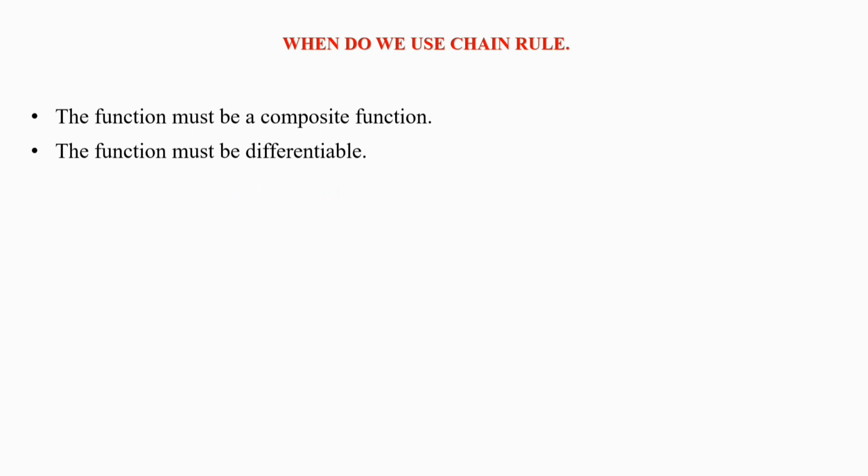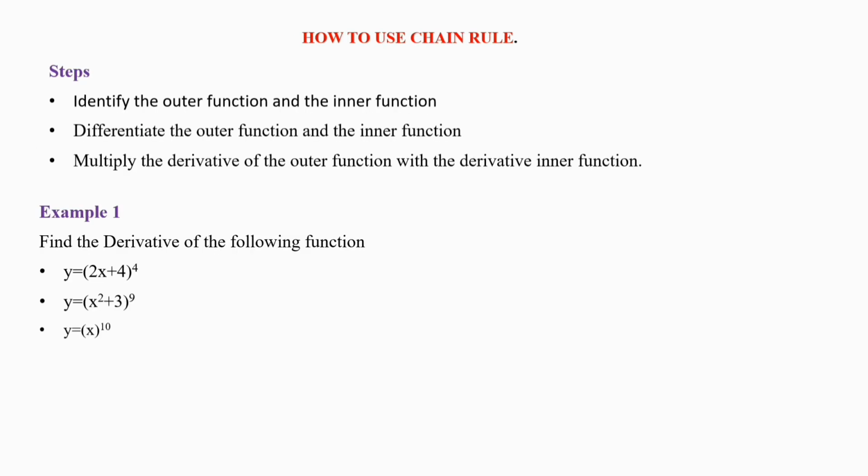Now, the question is, how do we use the chain rule of differential calculus? Since chain rule is employed in differential calculus when we are told to differentiate a composite function, the first step is to identify the outer function and the inner function. The second step, we differentiate the outer function and the inner function. Then the third step is to multiply the derivative of the outer function with the derivative of the inner function. We have some example in this place.